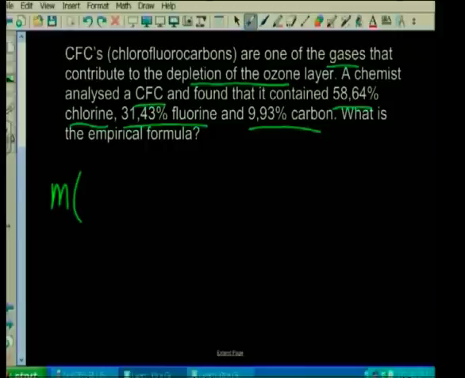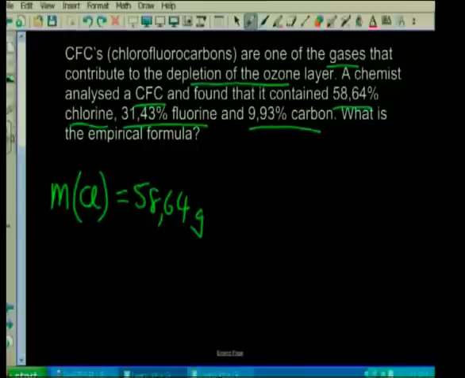So I'm going to use the percentages as masses. I'm going to say the mass that I have in 100 grams of chlorine is equal to 58,64. Now, if I want to get the ratios of atoms to atoms, because that's what the empirical formula is, the easiest way is to start with a mass and convert to a mole. So that's exactly what I'm going to do. I've got 58,64 grams in a sample of 100. How many moles have I got?